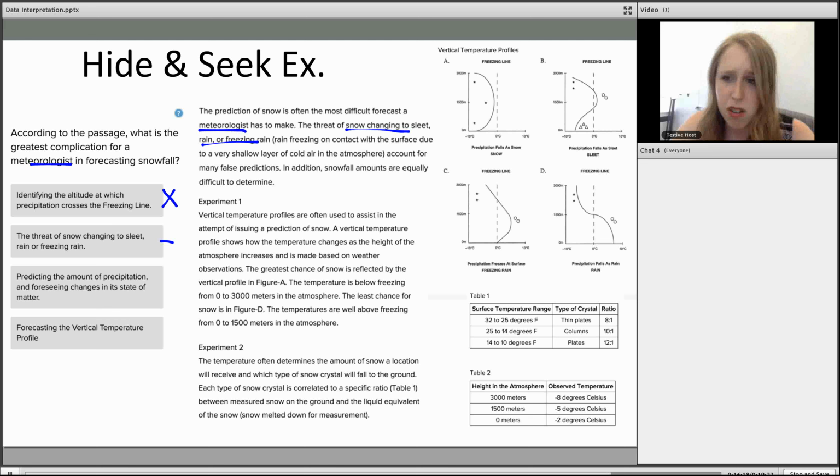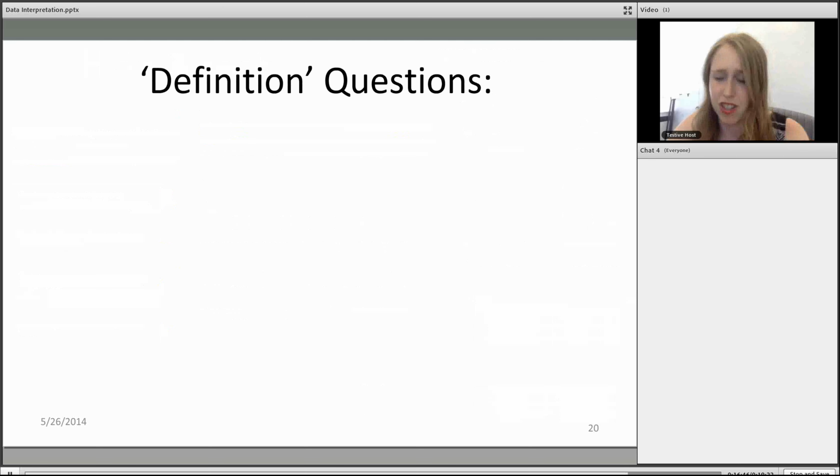So it's not really the threat that it's going to change to something else, but it's just knowing what do we count as snow and what do we count as something else, because the snow is on the verge of changing to another state of matter. So I'd say that's probably a better choice than B. And choice D tells us forecasting the vertical temperature profile. That's not going to really help us. That's just based on temperature. So I think that choice C is going to be a better choice than choice B. It's more general.